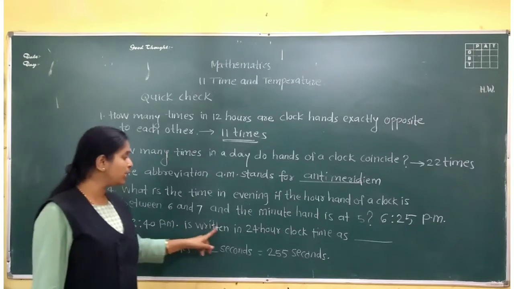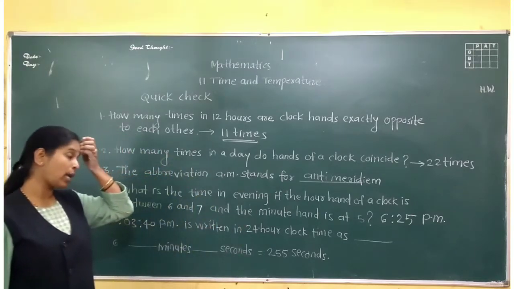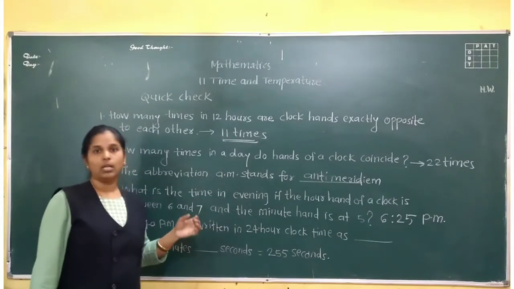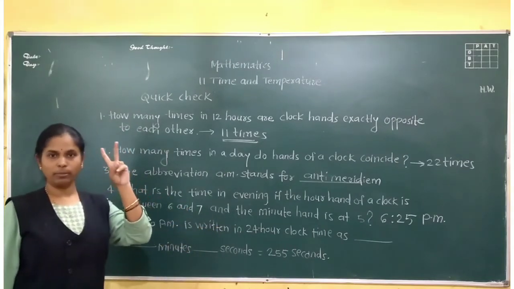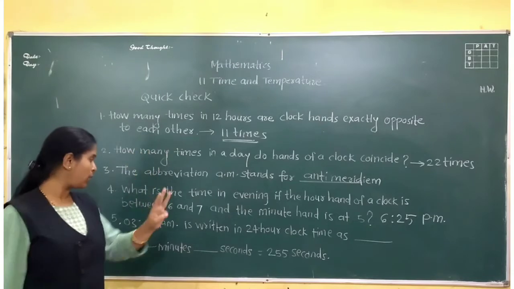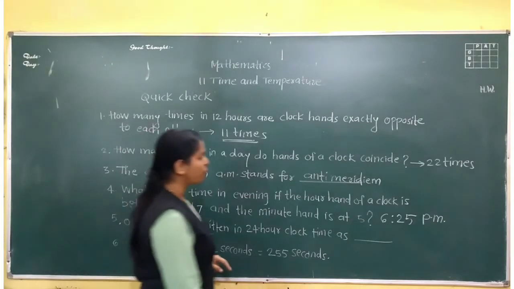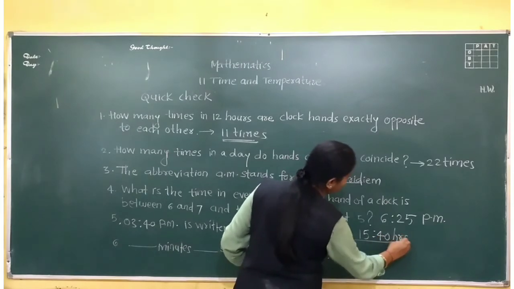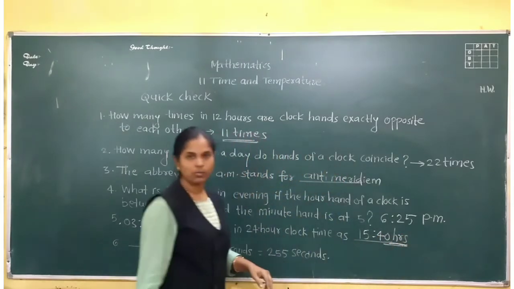Next, 3:40 PM is written in 24-hour clock time as. Now in 24-hour clock time, 13 means 1, 14 means 2 and 15 means 3. So 3:40 means 15:40. Yes, in the 24-hour method, so we have to write hours.